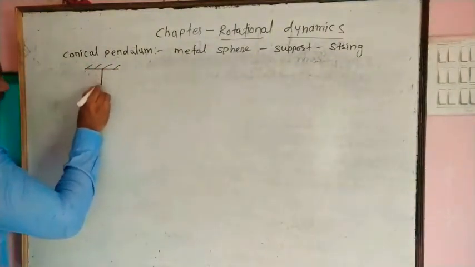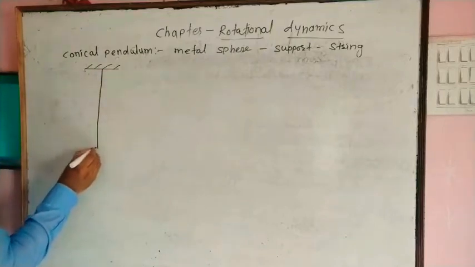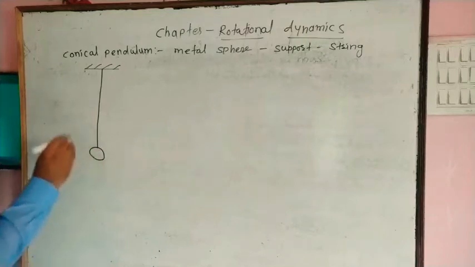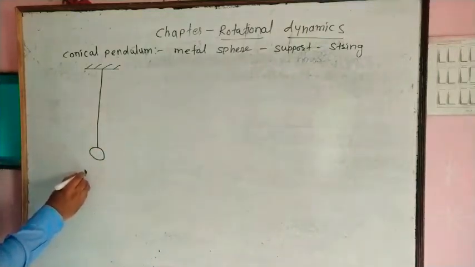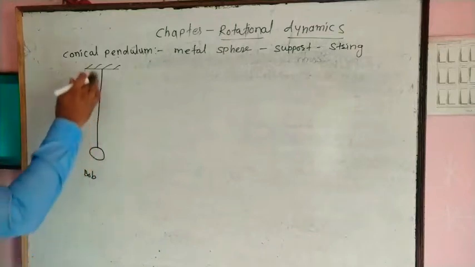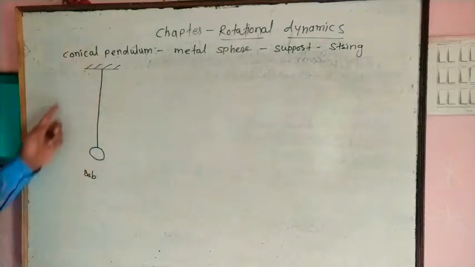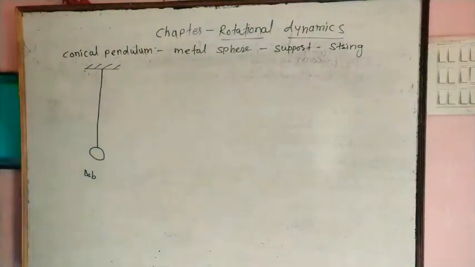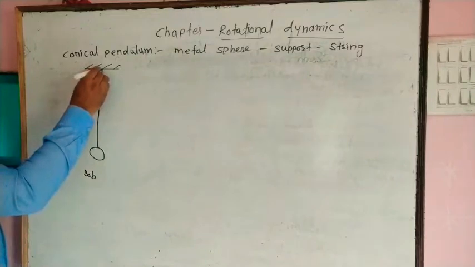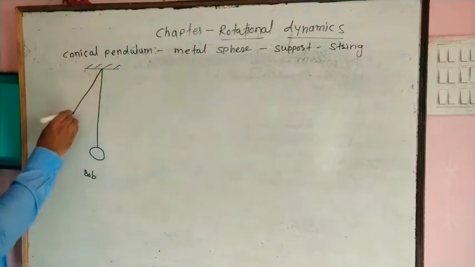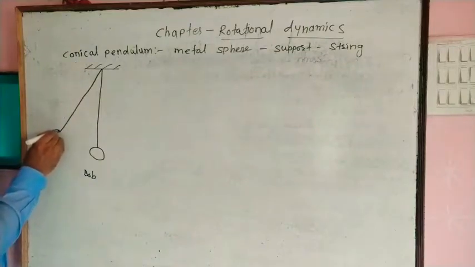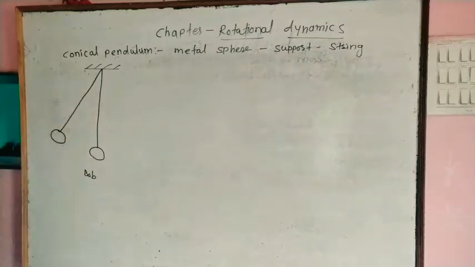A conical pendulum consists of a metal sphere. This metal sphere is known as the bob, and this bob is connected to the rigid support with the help of a string. Now, suppose we displace this bob from its equilibrium position. In this way, we displace the bob from the equilibrium position.